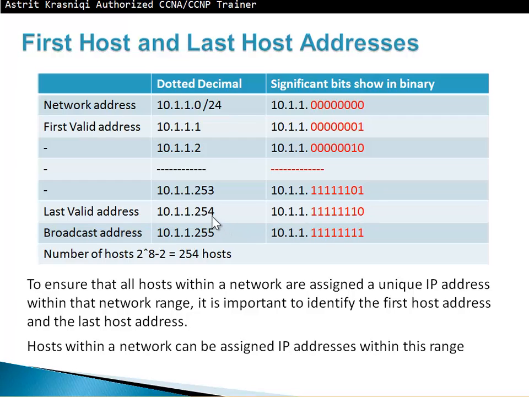That's 254. The broadcast address is 10.1.1 and all ones, which is 255. Which means this is our network. We represent ourselves with 10.1.1.0. If you want to talk to everybody in this network, use this address, 10.1.1.255, and then these are the valid combinations that we can give to hosts. We need to identify which one is the first valid and which one is the last valid address.